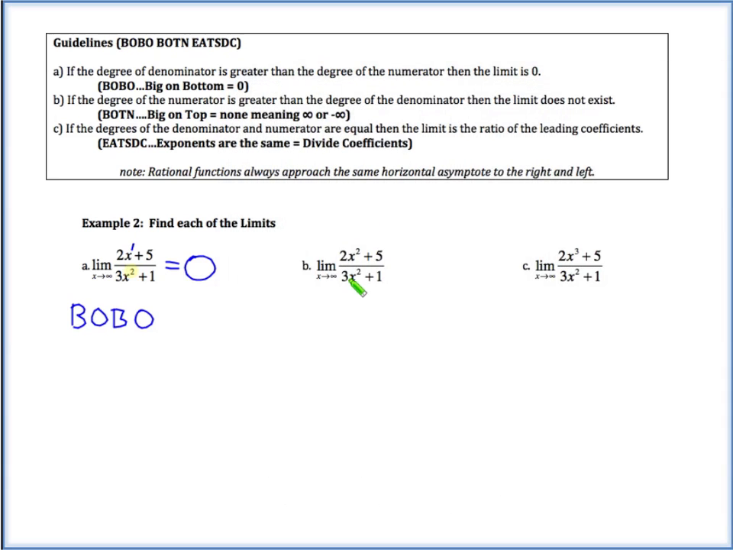For the next one, here we have 2x squared plus 5 over 3x squared plus 1. So again, we have a rational function, and if we look here, the exponents are the same. So exponents are the same. So that's EATS DC. So divide our coefficients of 2 and 3. And so this limit is 2/3.